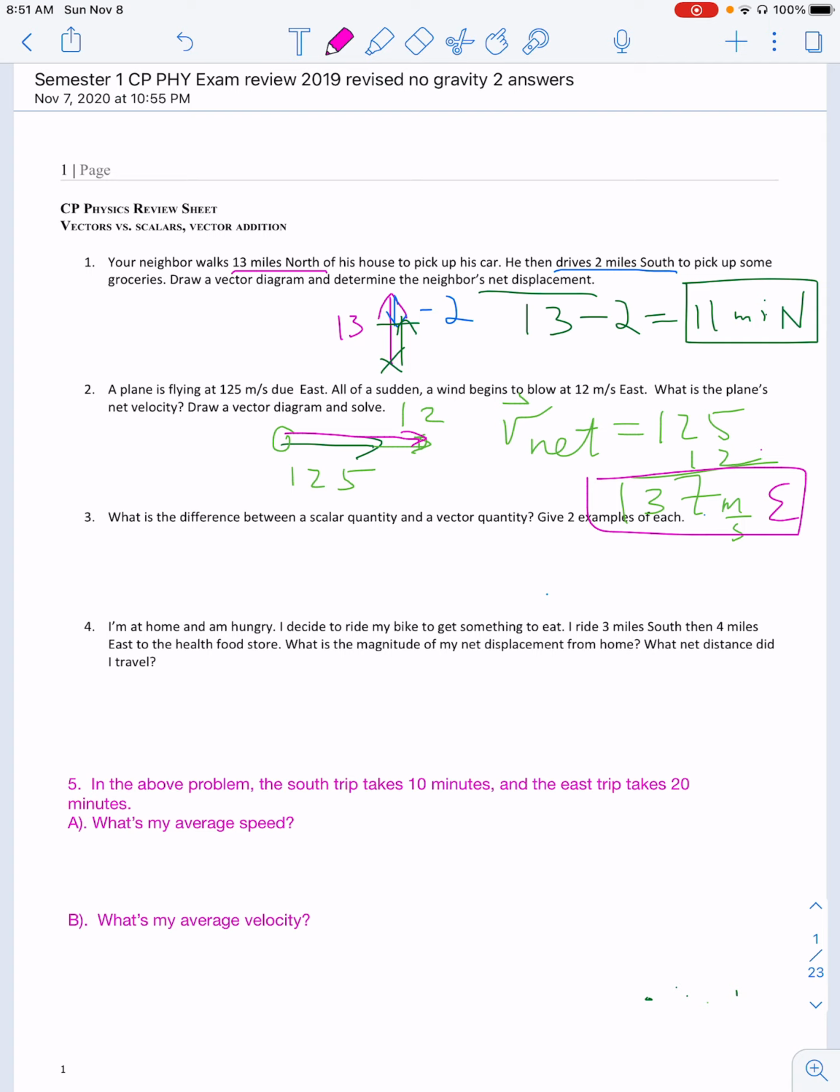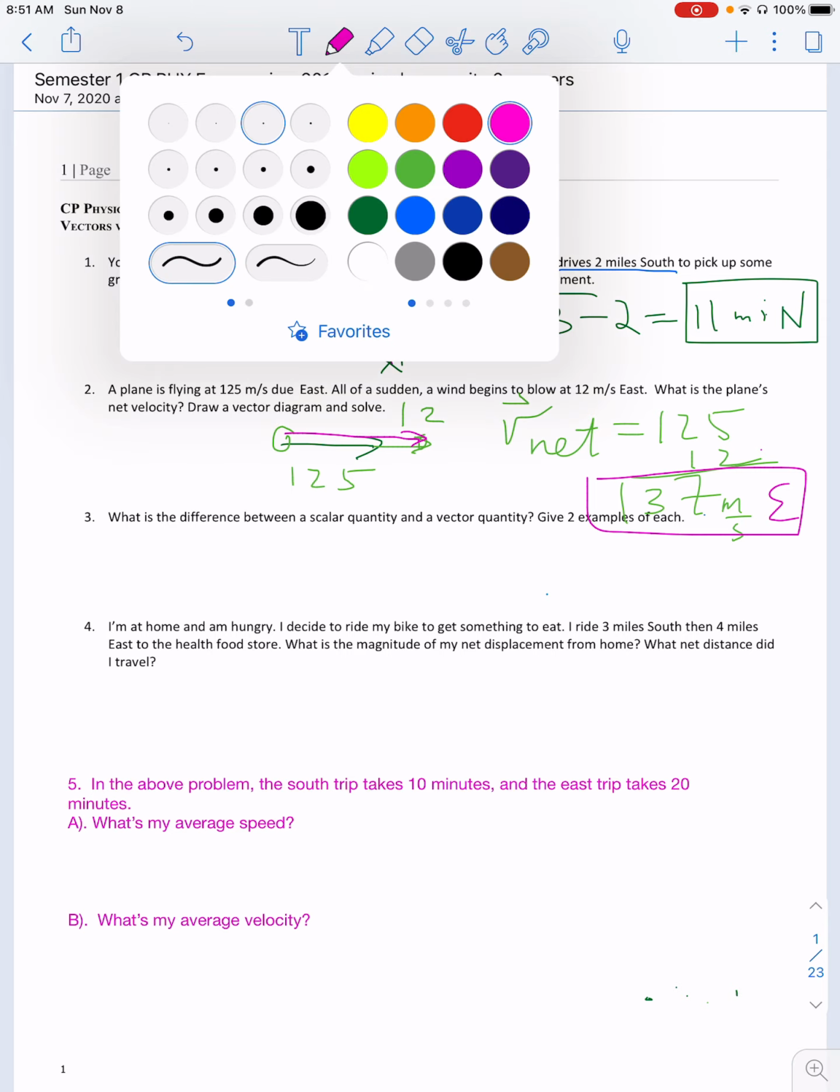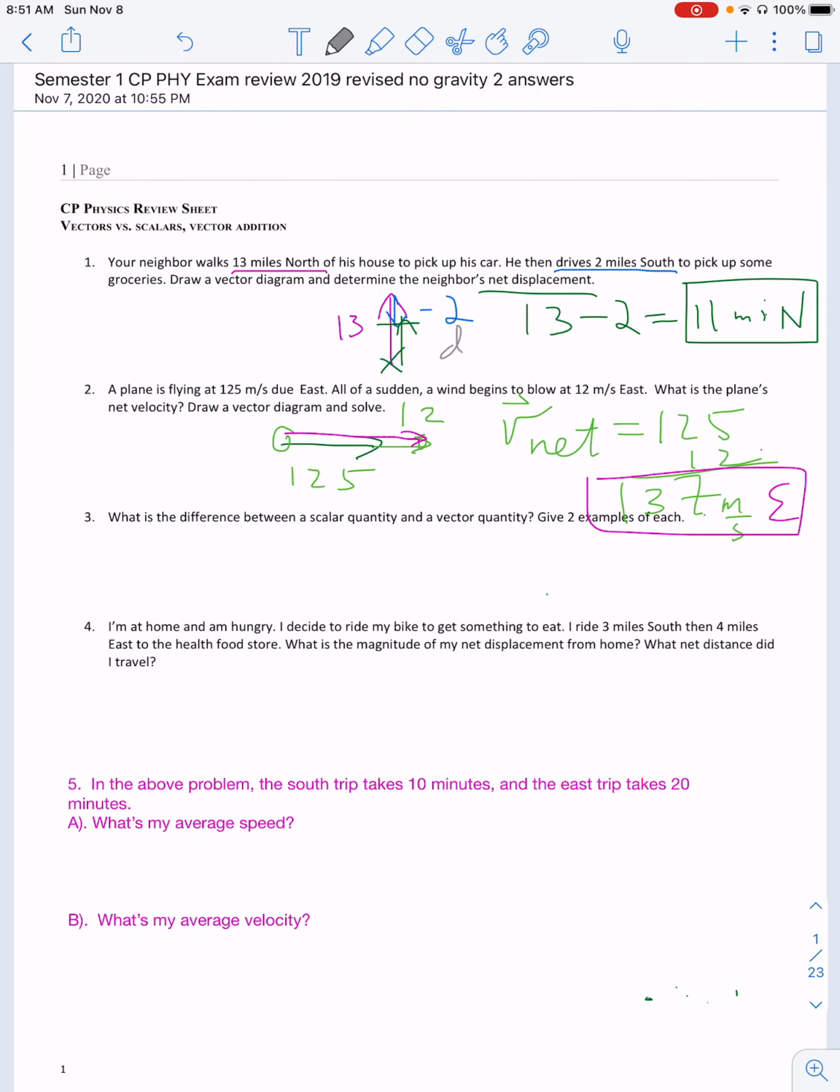Okay, let's go back to number 1. What I found in number 1 was d net, and we put a little harpoon on it to represent net displacement, to represent vectors. Okay, I'm not really going to use those symbols on my test, but that's what I did before.